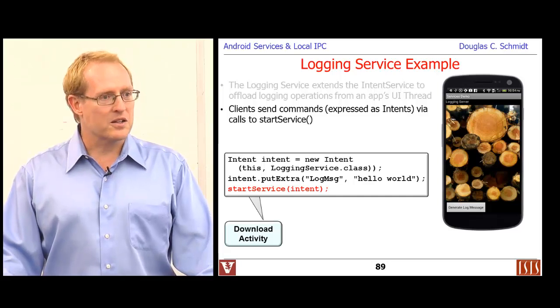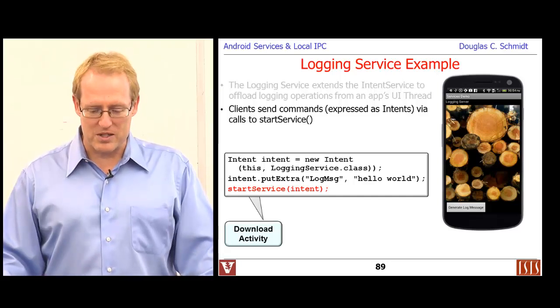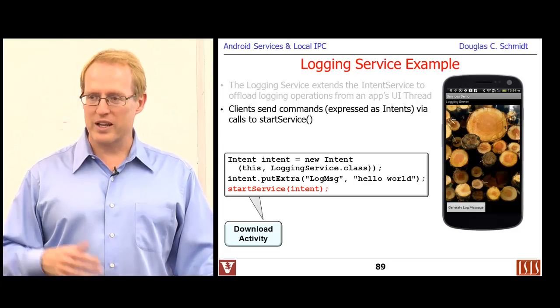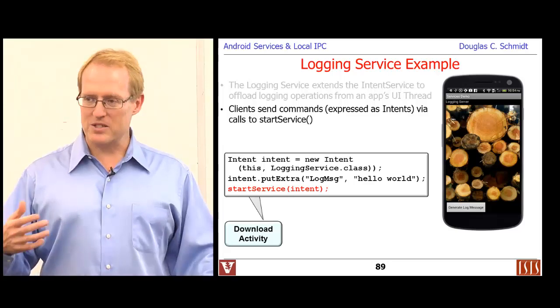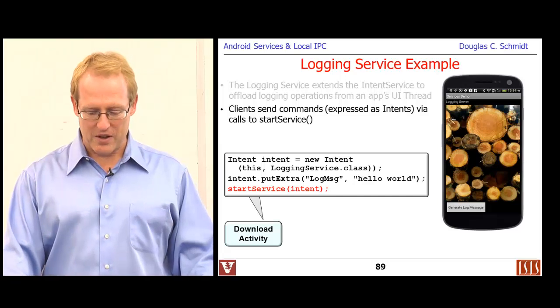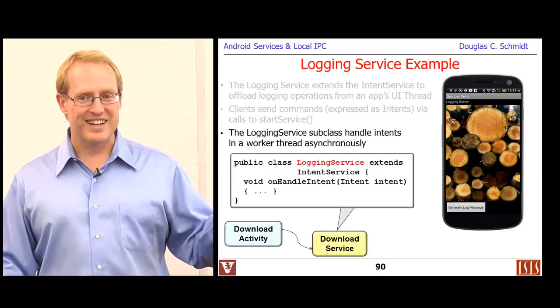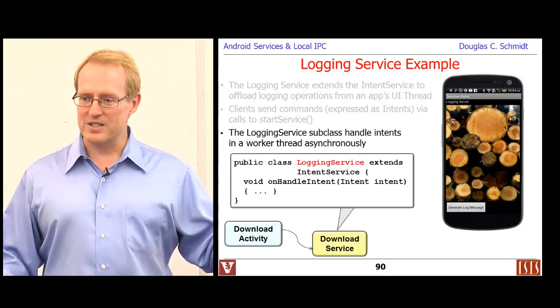So the client is going to call a command which is expressed as an intent via intent service. As you can see here, we're going to put an extra in. We're going to call it log message. We're just going to give it some message to log on the activity, and then that's going to get called back in the background in a separate thread inside the logging service.